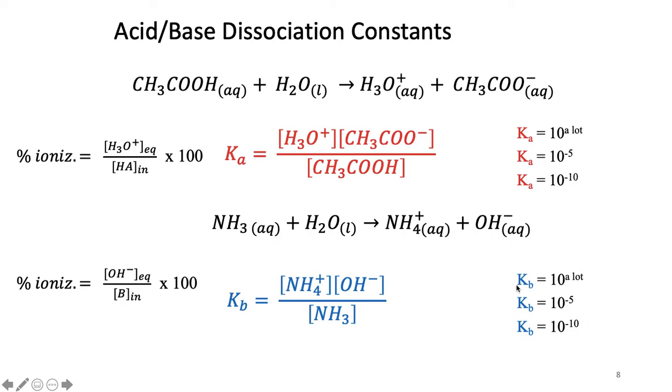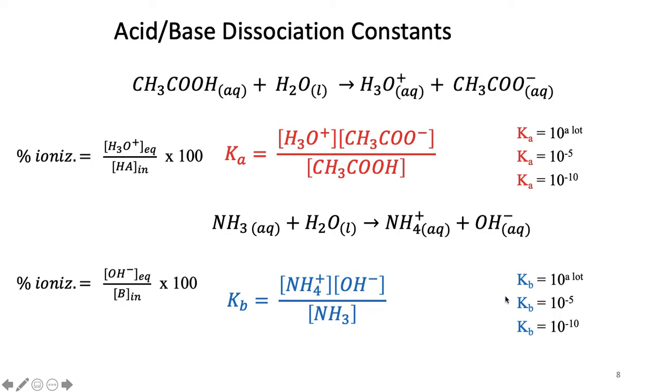If I have a large Kb value, that means my top number is much, much bigger than the bottom, which means I have pretty much product and very little reactant, which means I have a very strong base that likes to completely split apart or dissociate into solution. The opposite is true for a very, very small Kb. If I have a small Kb value, that means my top number is very small compared to the bottom number, which means, as in this case for NH3, I have a very weak base. It likes to stay this way. It does not like to split up into ions.